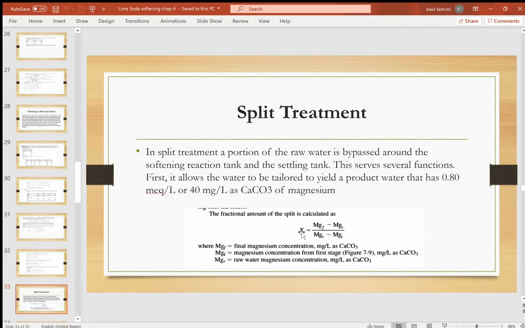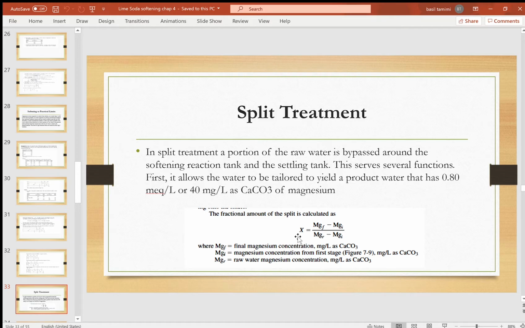So we have this X. The X means the fraction of the water that should remain untreated. For example, if I have an X of 40, it means I have to treat 60% and leave 40% untreated. Okay, how can we determine this X? This X is fully based on the magnesium concentration, okay?